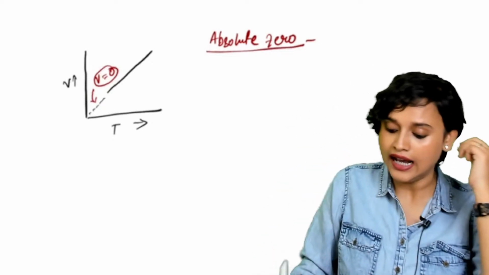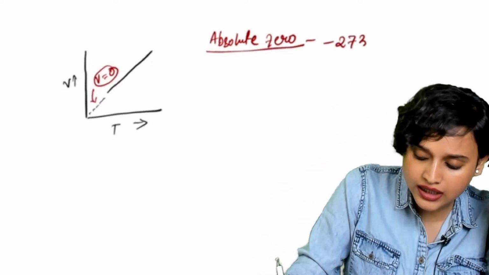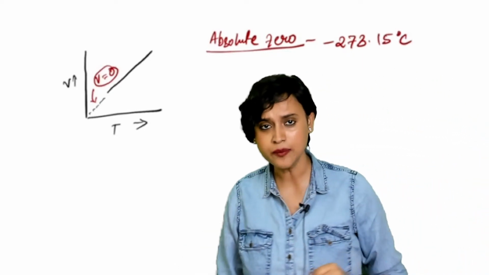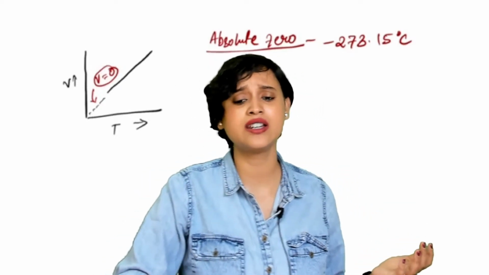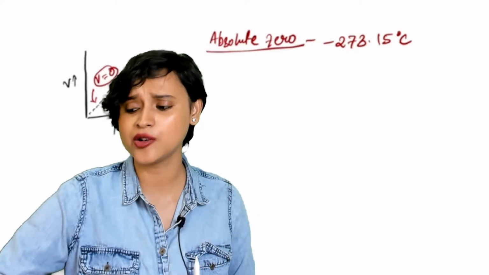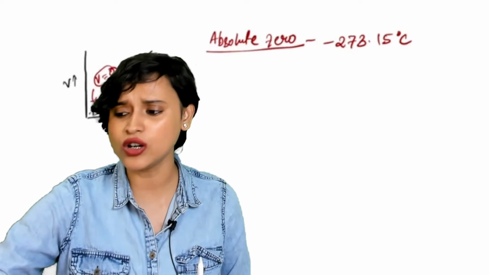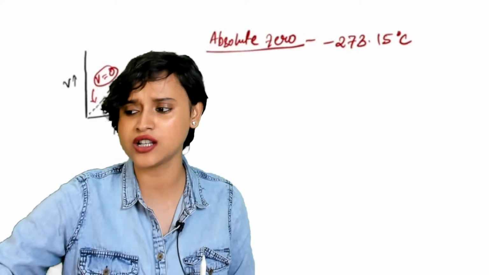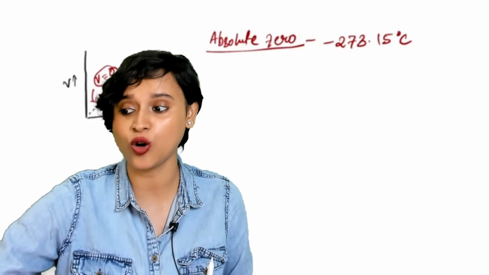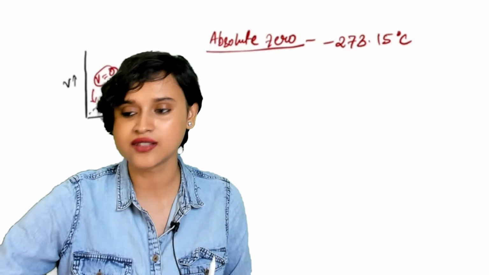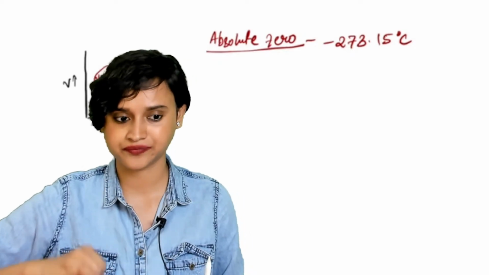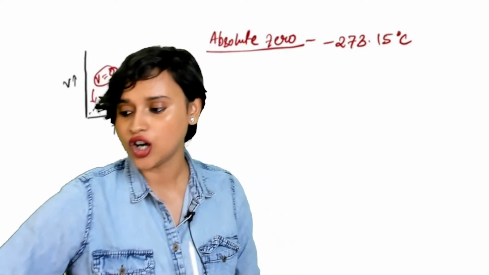And this absolute zero temperature is minus 273.15 degree Celsius. It is a very, very cold temperature, correct? It is such a cold temperature that gases will not be able to exist at all. There is no possibility that gases will exist at this temperature. Correct, everybody? You're getting it? All right?